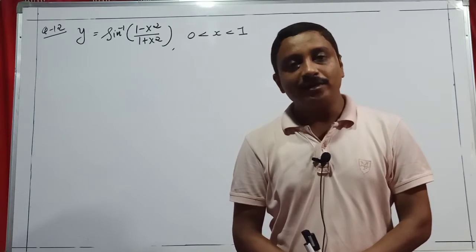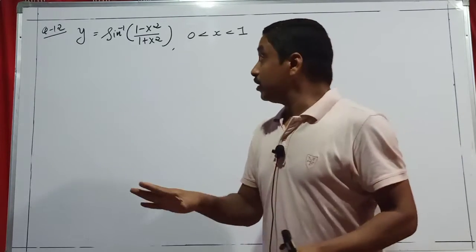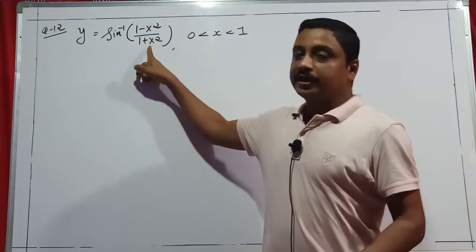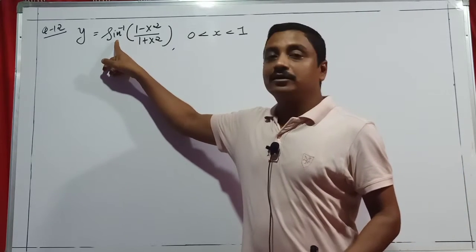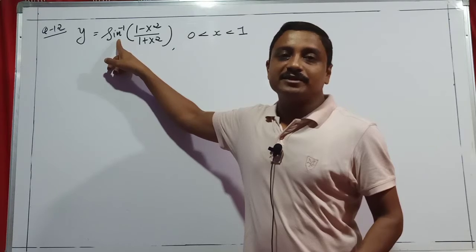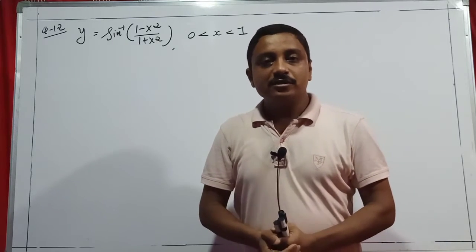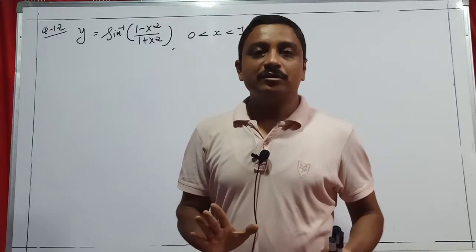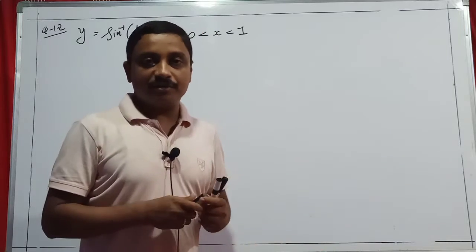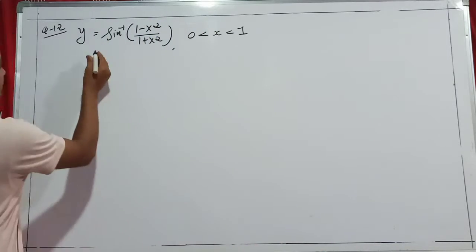Students, now the next numerical is the same as the previous one. The condition is the same and the internal data is also the same. Only here cos inverse x replaces sin inverse x. So the whole solution is the same, only the last condition is different.